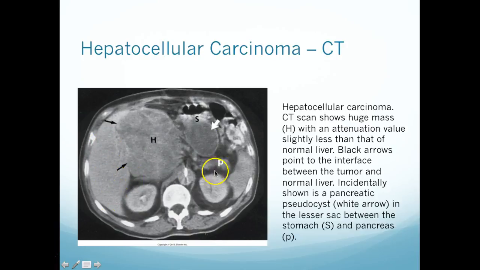So this is your pancreas. This is your tail, because it's right by the spleen. This is a pseudocyst. It's an incidental finding that they have. Here's your stomach. Normally your stomach is in this area, but it's being displaced by the pseudocyst.